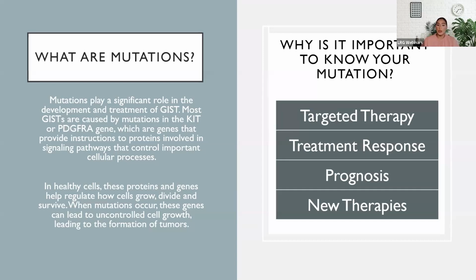For example, newer drugs have been developed to treat GIST patients with a specific PDGFRA mutation that don't respond to imatinib. Therefore, genetic testing to identify mutations is an important part of diagnosing and treating GISTs. The information gained from these tests helps doctors personalize treatment plans to each patient's unique genetic profile, thereby improving the chances of a successful outcome.